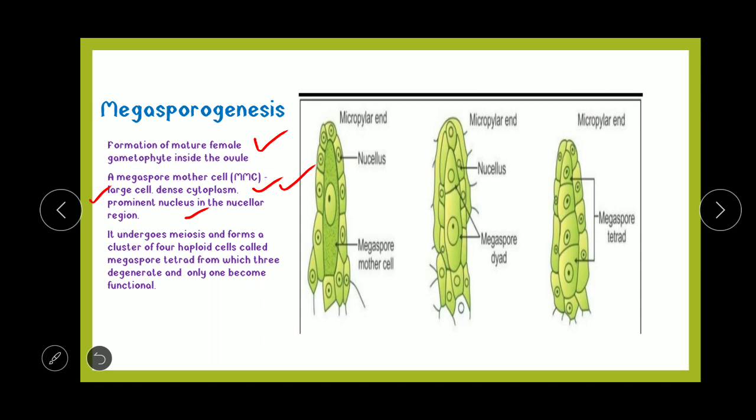Then it undergoes meiosis 1 to form the megaspore dyad, and it undergoes meiosis 2 to form the megaspore tetrad. So, megaspore dyad, megaspore tetrad.